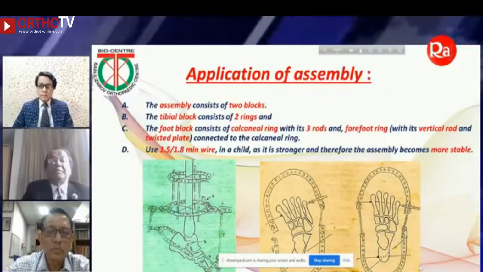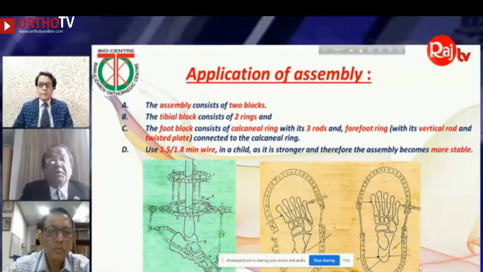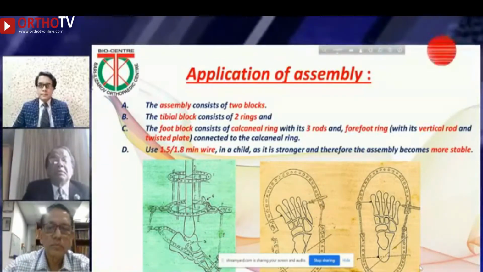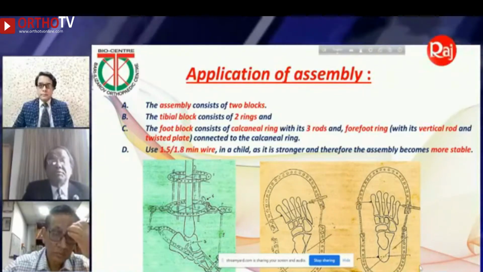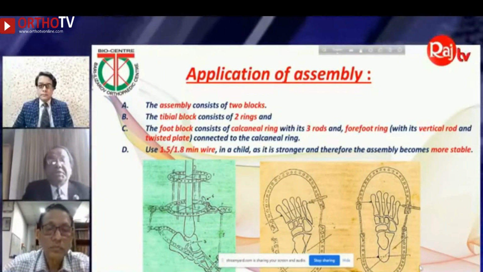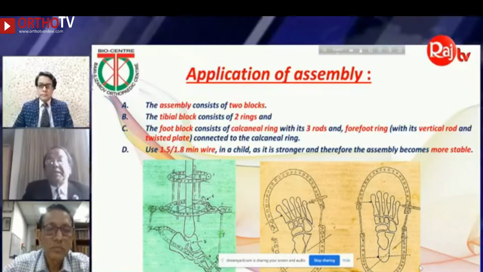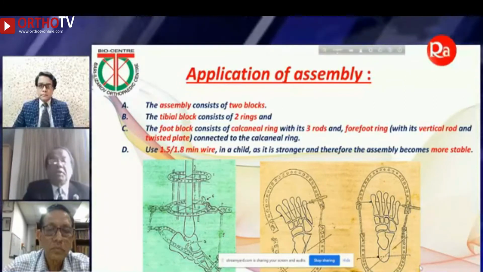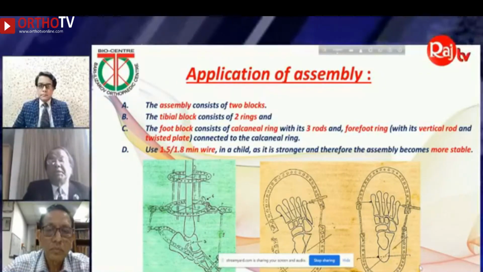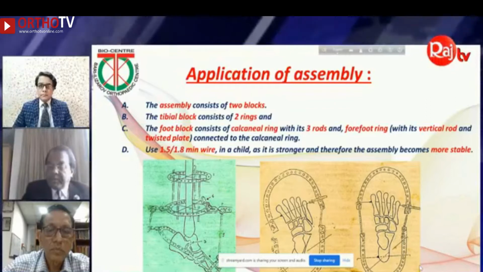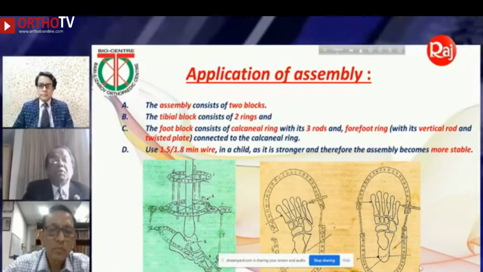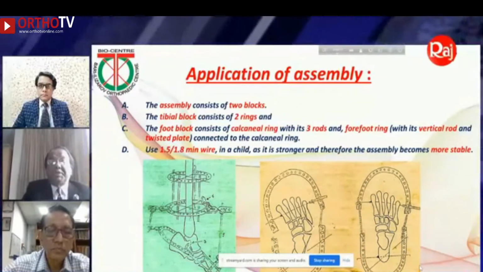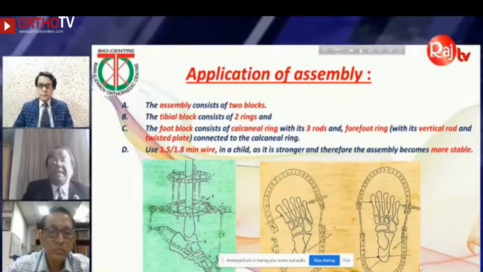Now, application of the assembly. Dear friends, you can see here in the picture, it consists of 2 blocks. A tibial block consists of 2 rings. And you can see here, the foot block consists of a calcaneal ring with 3 rods, a forefoot ring with this vertical rod, and the twisted plate connected to the calcaneal ring. Whenever you see this one, it will be very easy. When you are in the OT with the surgeon or assisting, you will be able to understand how to do that.